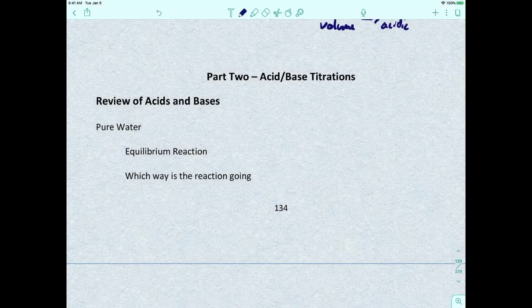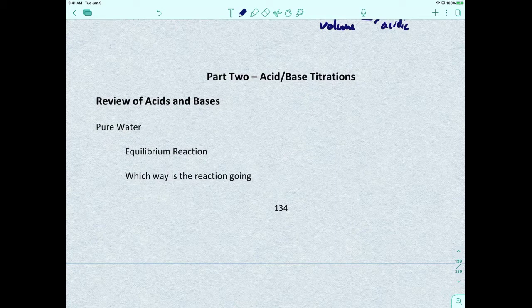In the next set of videos, we're going to take a look at acid-base titration. So what happens when you react an acid with a base? Try to neutralize either the acid or the base, whichever you're starting with. Before we get to that and talk about how we solve titration problems, we need to review what we know so far about water, strong acids, strong bases, weak acids, and weak bases.